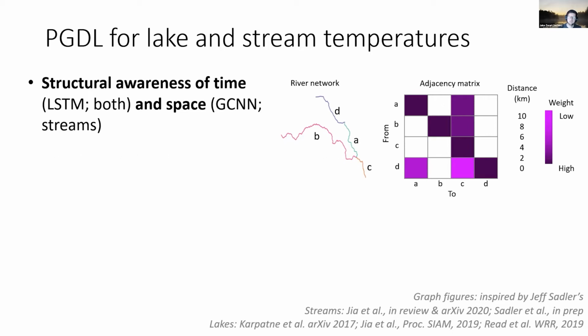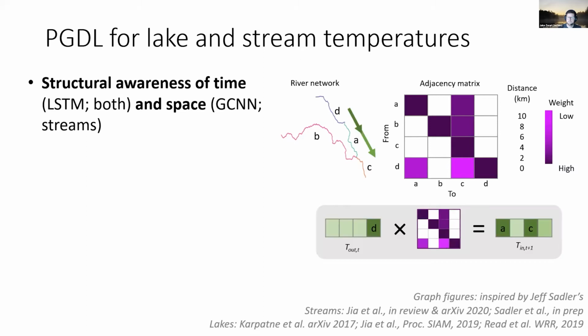model. So we have a river network, a simple diagram here with 4 different segments. We can use an adjacency matrix, telling the model how these segments are related to each other. And we have some direction of flow along the stream network. And so output from one segment can be used as input for another segment using this adjacency matrix.